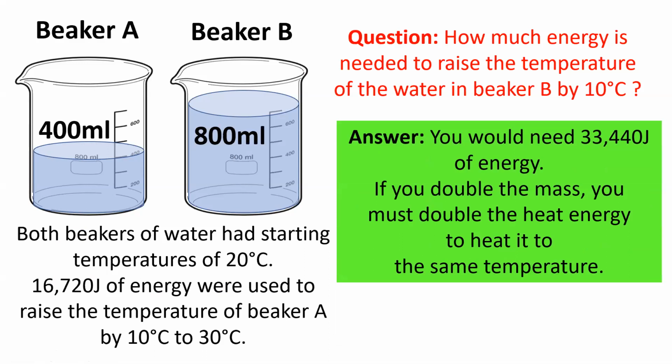Right, your answer would be you would need 33,440 joules of energy. That's double the energy that you required to increase the temperature of beaker A by 10 degrees C. And that's because if you double the mass, you must double the heat energy to heat it to the same temperature. So because you've doubled the mass, you would need to double the energy.